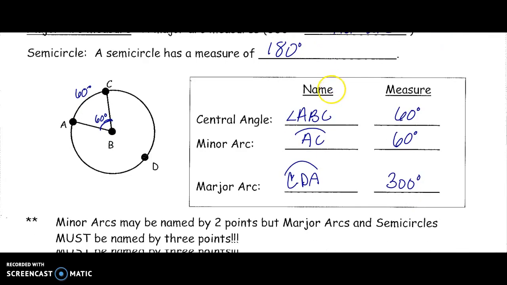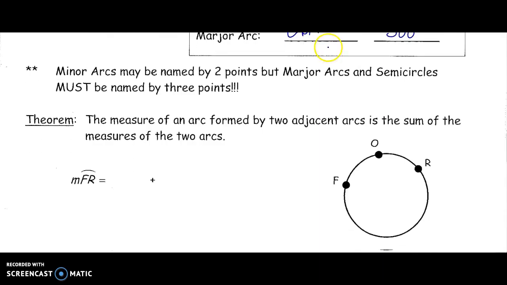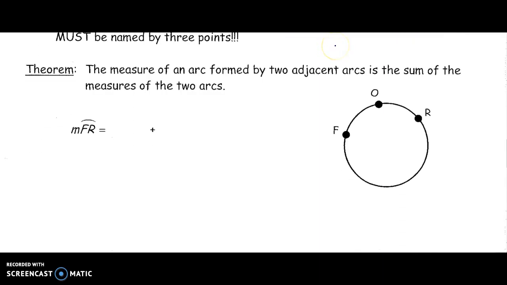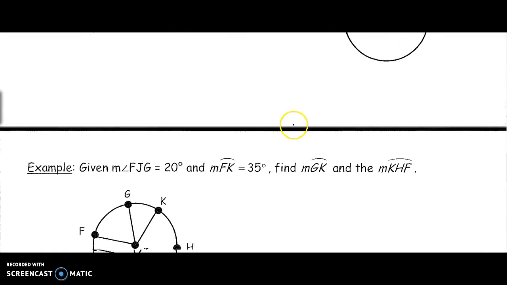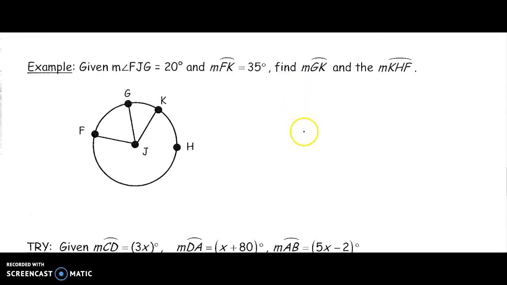So we're going to go on and talk about if we have more than one arc. If you think back to chapter 1, we talked about segment addition and angle addition. That same concept is arc addition. So if we had the center point here and we were to connect all of our radii that are the same length, the big arc FR is formed by the measure of arc FO and the measure of arc OR. So the two small arcs create the big arc. That concept is what we're going to use in the following problems.